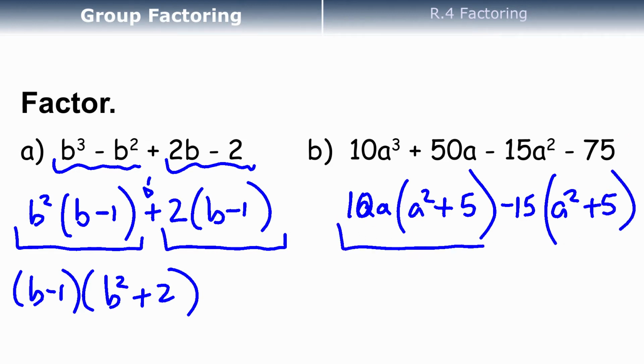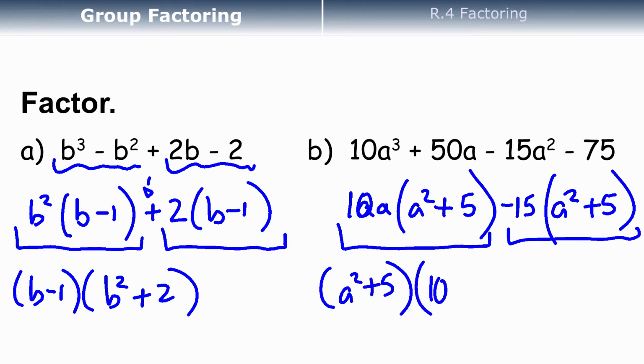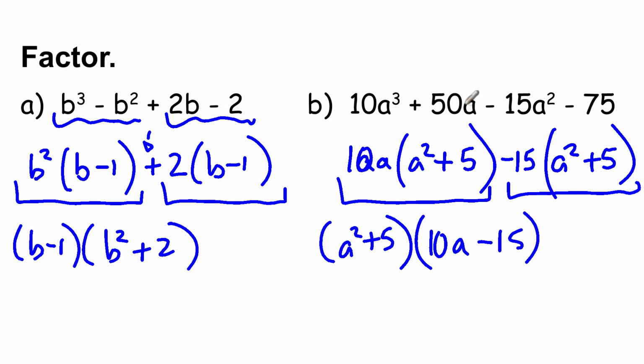Now here's one term, here's another term. Each has an a squared plus 5, so I can factor that out front. And then if I take it out of here, I'm left with a 10a. If I take it out of here, I'm left with a minus 15. And so that would be my factorization of this one.